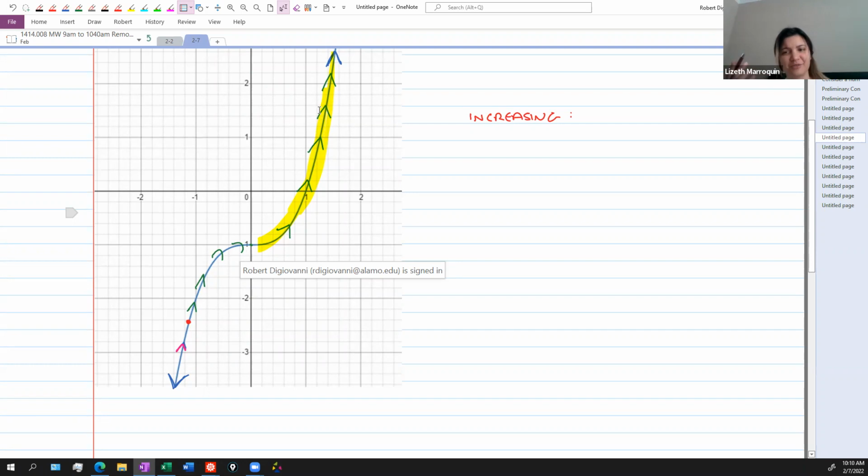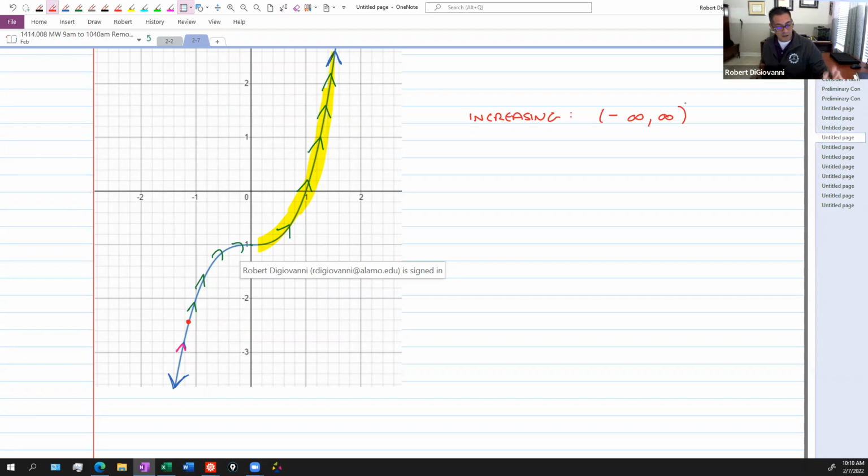So would it be negative infinity to infinity? Exactly. Negative infinity to infinity. Yep. You're always increasing. Okay. Now, there's a couple of reasons this is tricky. I'm curious to know, if I ask you where it's decreasing, not you, Lizeth, but the whole class, what would you tell me?